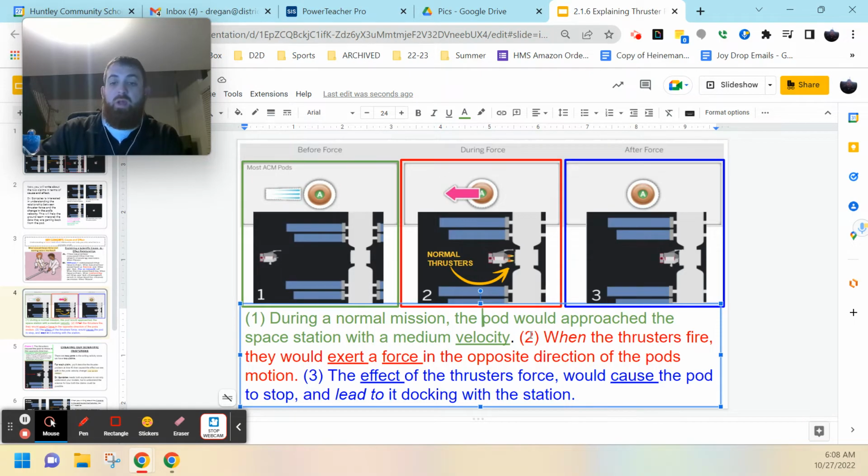At this point, I would talk about how when the thrusters fired, they would exert a force in the opposite direction of the pod's motion. And then in the after, the effect of the thruster force would cause the pod to stop and lead to it docking with the station. Notice a few things. I'm explaining everything that led up to that force, everything that happened after. I'm explaining the cause for the before and during, and that effect after. Not only that, I'm using those science vocab words to explain that.